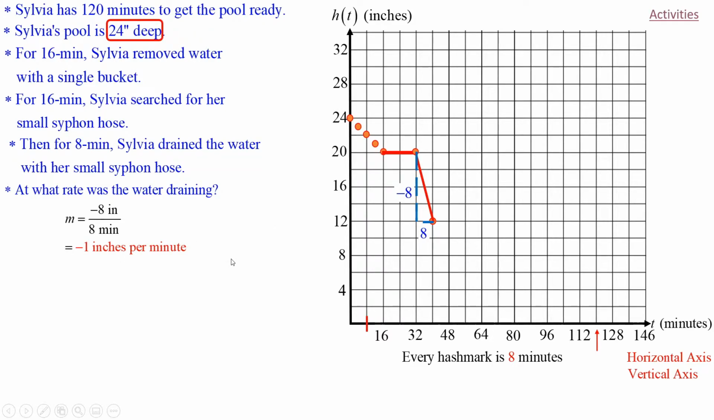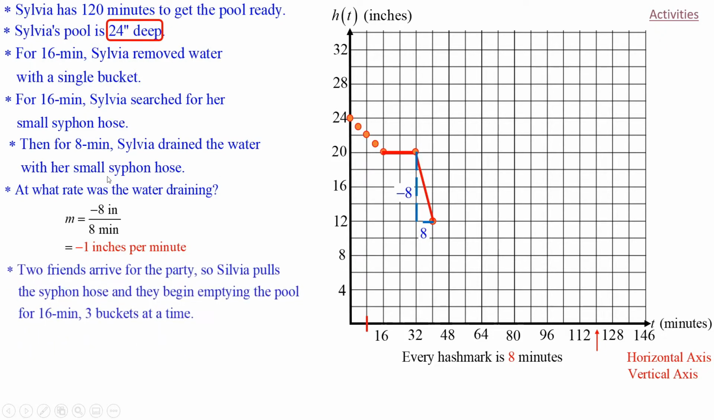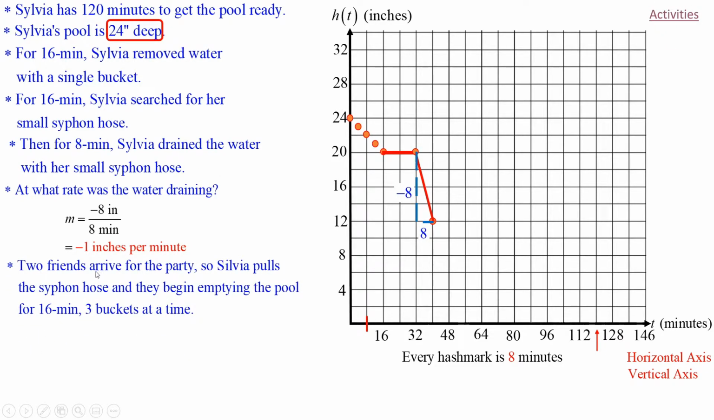Very cool. Now let's get to the 3 buckets going on right here. So 2 friends arrive for the party. So Sylvia pulls the siphon hose and they begin emptying the pool for 16 minutes, 3 buckets at a time. So now this part of the graph I think would be discrete again, because they're doing it buckets at a time, 3 buckets at a time.